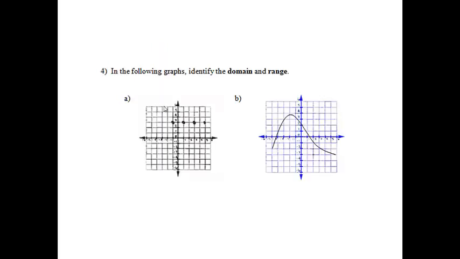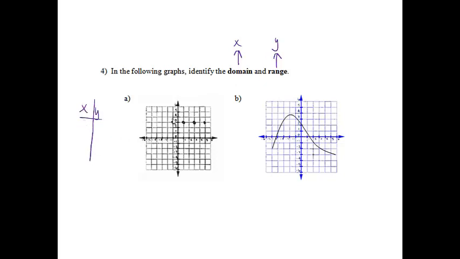Right, number 4, in the following graphs, identify the domain and the range. All right, if you recall, the domain is a list of the x values, and the range has to do with the y values. So this first one, we are given 4 dots, so we actually are going to make a table of those 4 dots.